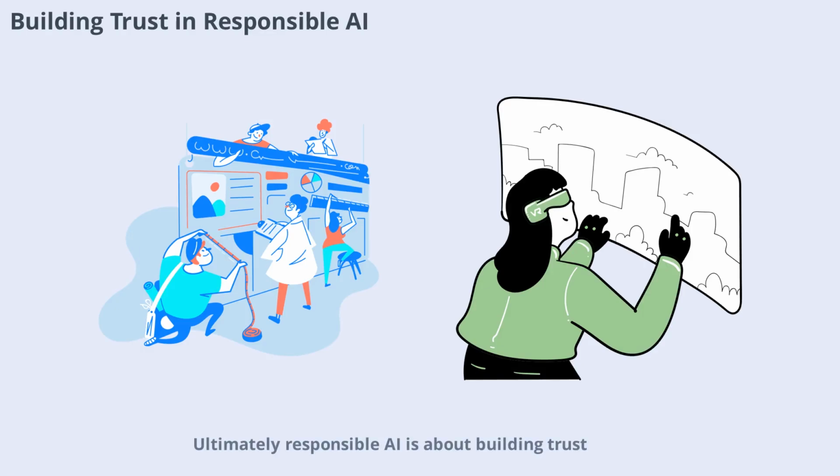Ultimately, responsible AI is about building trust. By understanding and addressing risks like hallucinations, bias, and security threats, and by implementing robust safety frameworks and human oversight, we can create AI systems that are not only powerful but also trustworthy and ethical.